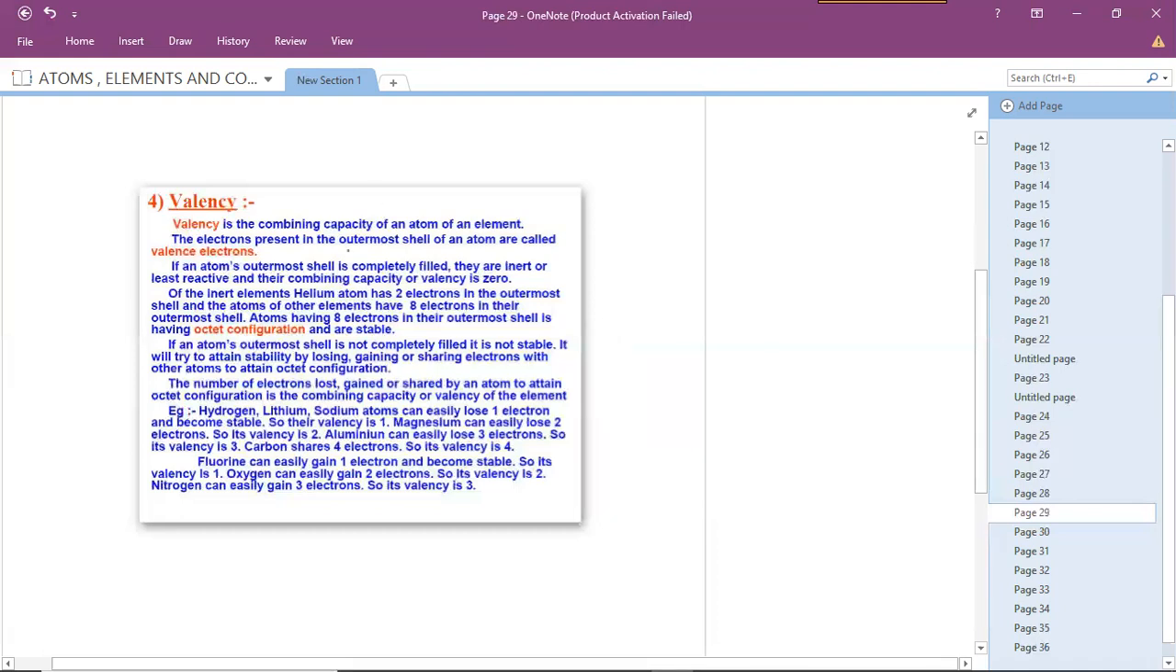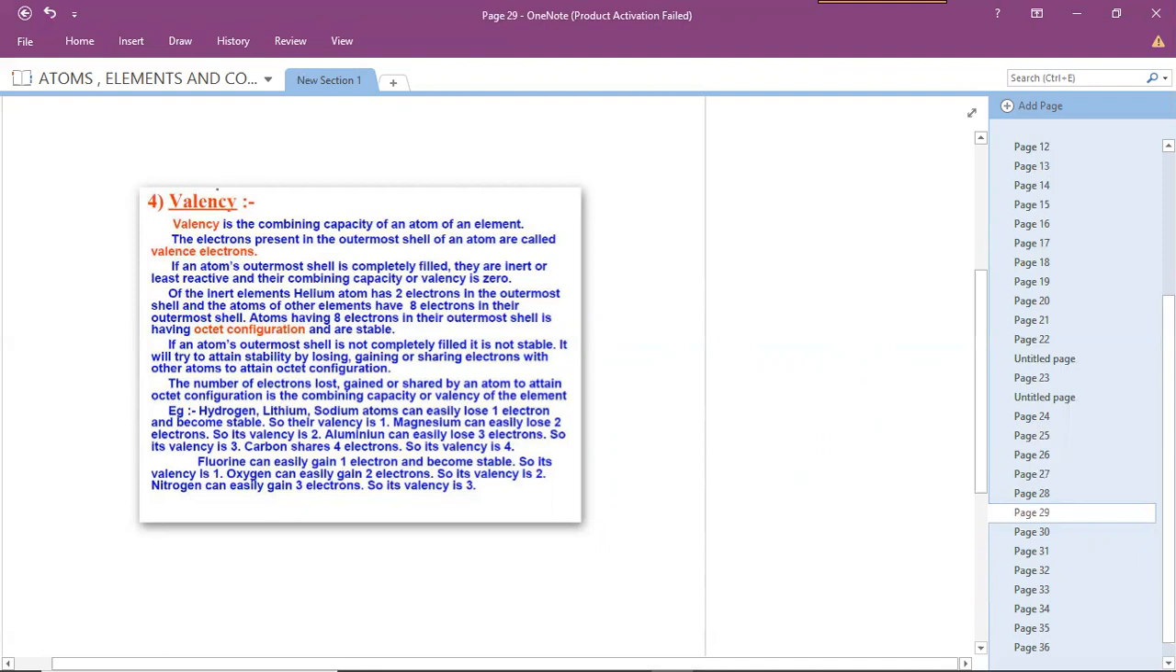So I want to introduce the concept of valency. Where are we? Isn't it here? So octet is 8, 2 electrons. Okay. Yeah, sure. All right.